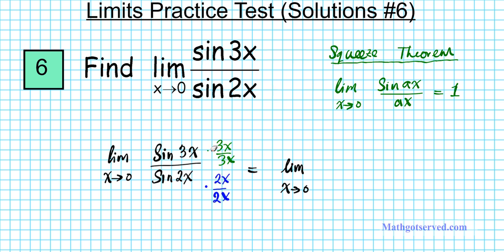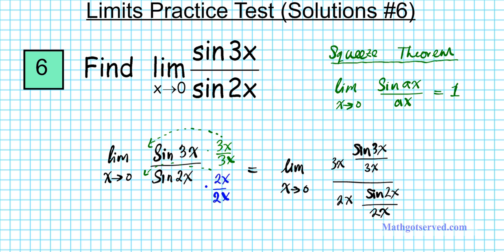Now what I'm going to do is take this 3x, place it in front, and this goes on the bottom, all right? And then this 2x, I'm going to place it in front of your sine function in the denominator, and 2x goes on the bottom. Okay, so we're going to have 3x times sine of 3x over 3x, divided by 2x times sine of 2x over 2x. Okay, I did not change the problem. All I did was multiply by 1 and 1 in the numerator and the denominator.